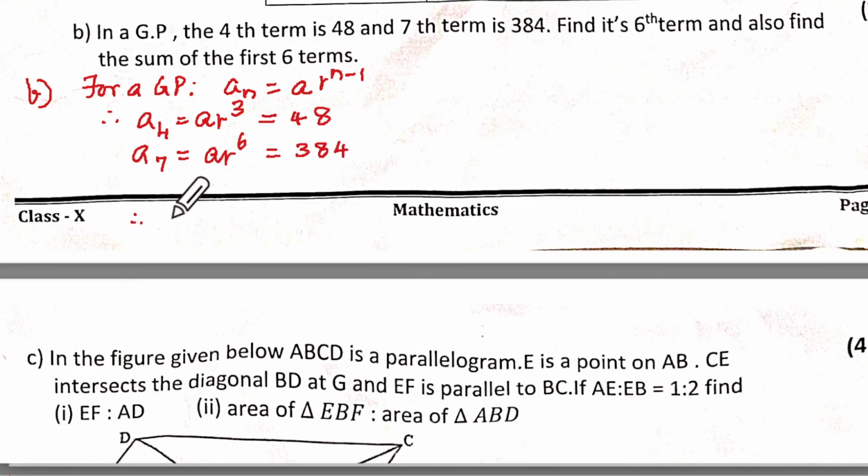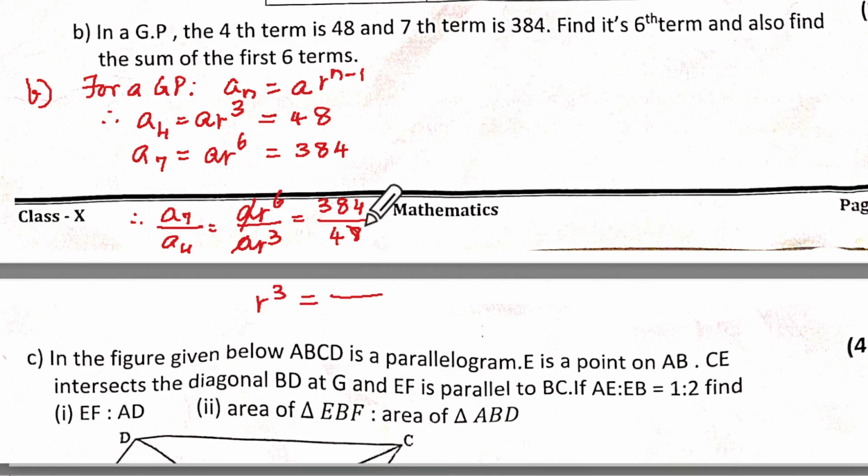So we will divide A7 upon A4. A7 upon A4 is equal to AR to the power 6 upon AR to the power 3, which is 384 upon 48. A got cancelled, and R to the power 3. How much are we getting here? This is 48, no? 12 goes. 12 3s are 36, 12 2s and 12 4s. This is equal to 8. So R will be equal to 2.